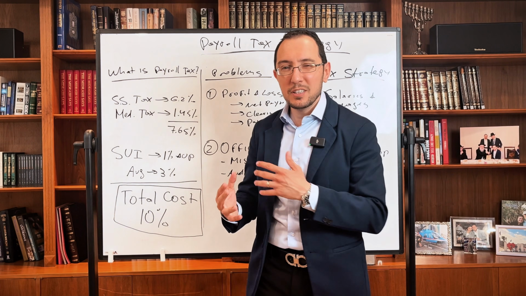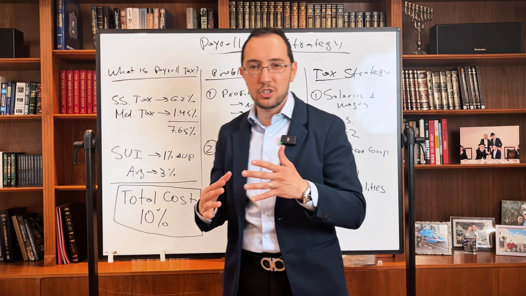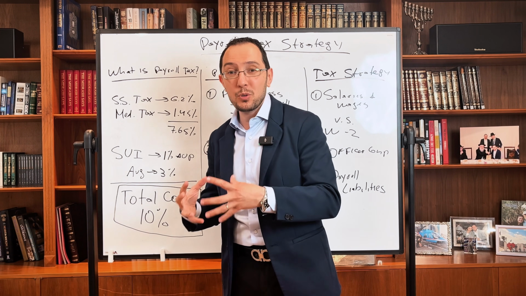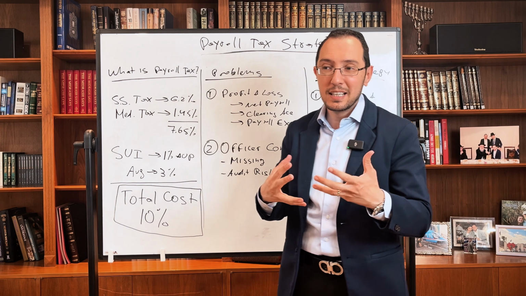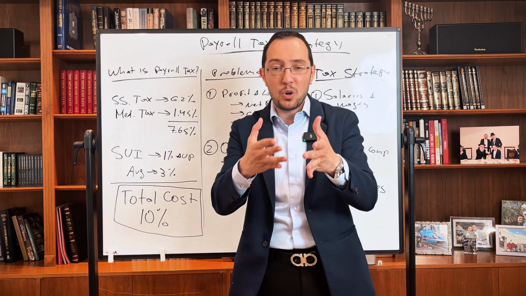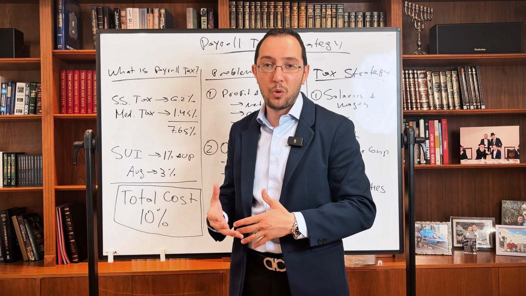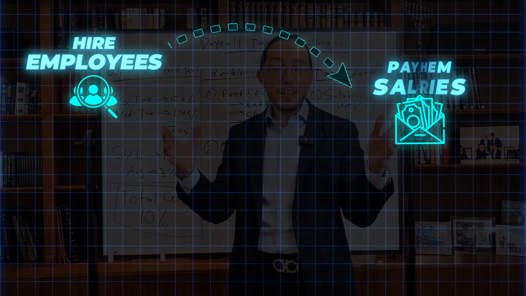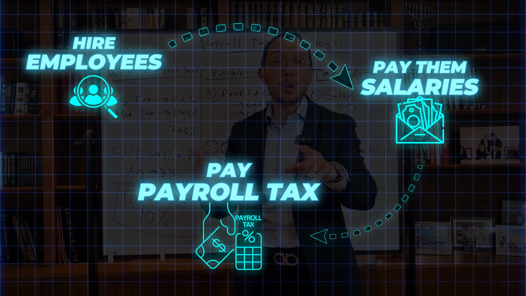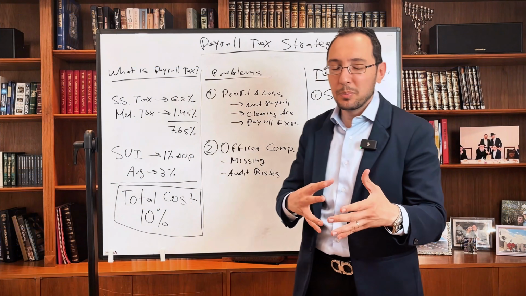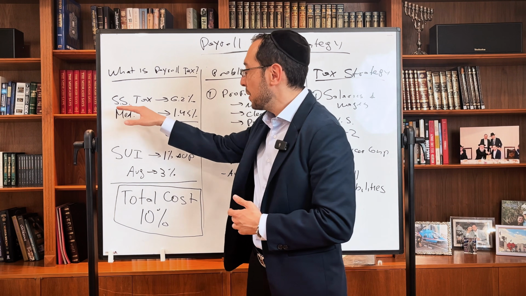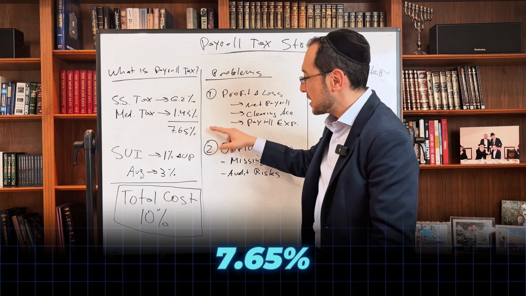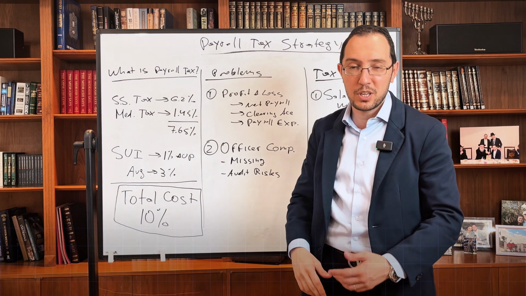First of all, before we continue about payroll tax deduction strategy, let's really understand what a payroll tax is. A payroll tax is basically a cost. It's an expense to you, the business owner, every time you process payroll. The government says, hire employees, pay them salaries, but on top of that, you're going to pay payroll tax. As an employer, you're probably already familiar that you pay what's called a Social Security tax and a Medicare tax. Altogether, this makes up 7.65%.